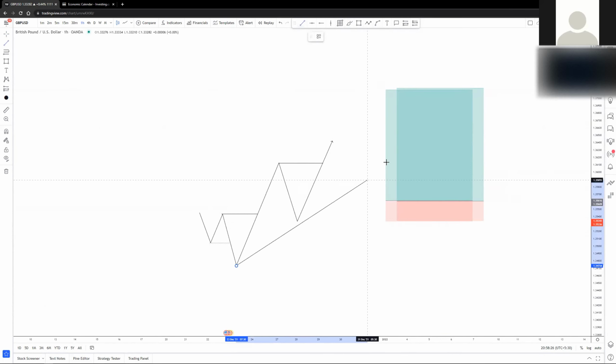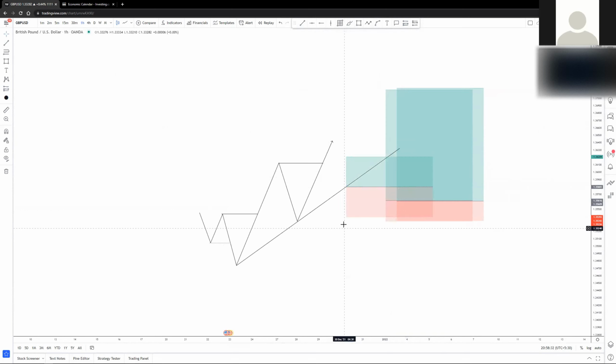Here we have trend lines. Trend line traders will be expecting a move into the trend line, and when price comes here, they'll buy it, stop loss below the low, targeting higher prices. This is what the trend line traders would do.